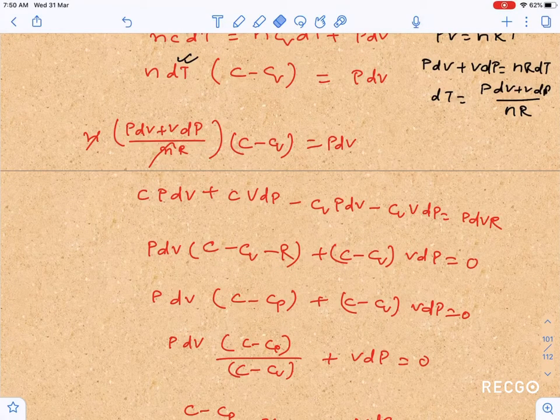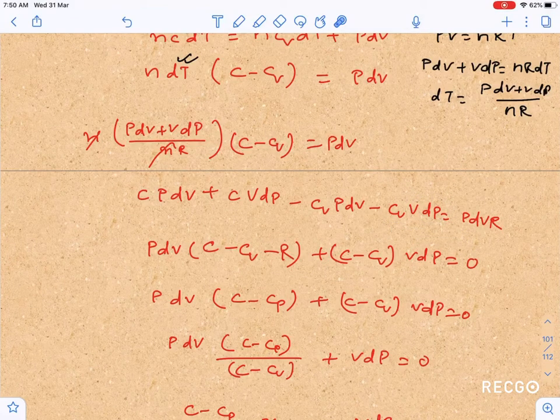And when I have taken Vdp common, you see, guys, this is Vdp, so this is C, and Vdp I have taken common, C minus Cv is equal to 0, because this term I have already taken on the left hand side.